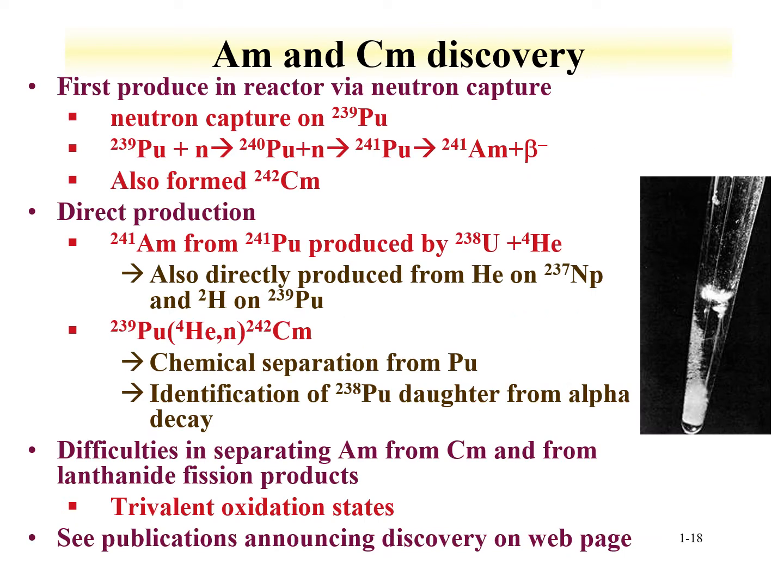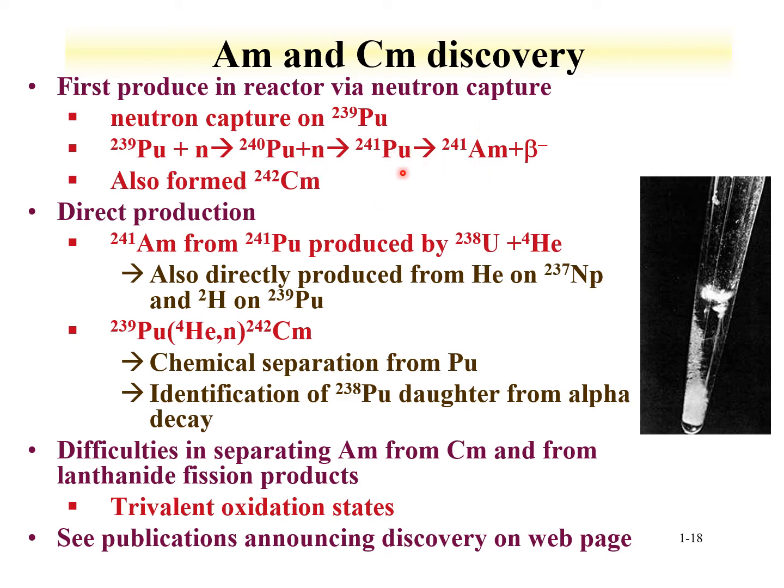The trans-plutonium element discovery, americium and curium, they were first produced in a reactor by neutron capture. Plutonium-238 would be in the reactor, would gain a neutron, make plutonium-239. That would capture a neutron, make plutonium-240. Plutonium-240 has about a 15-year half-life. It would beta decay to americium-240, plutonium-241, beta decay to americium-241. Again, chemical differences in decay properties.